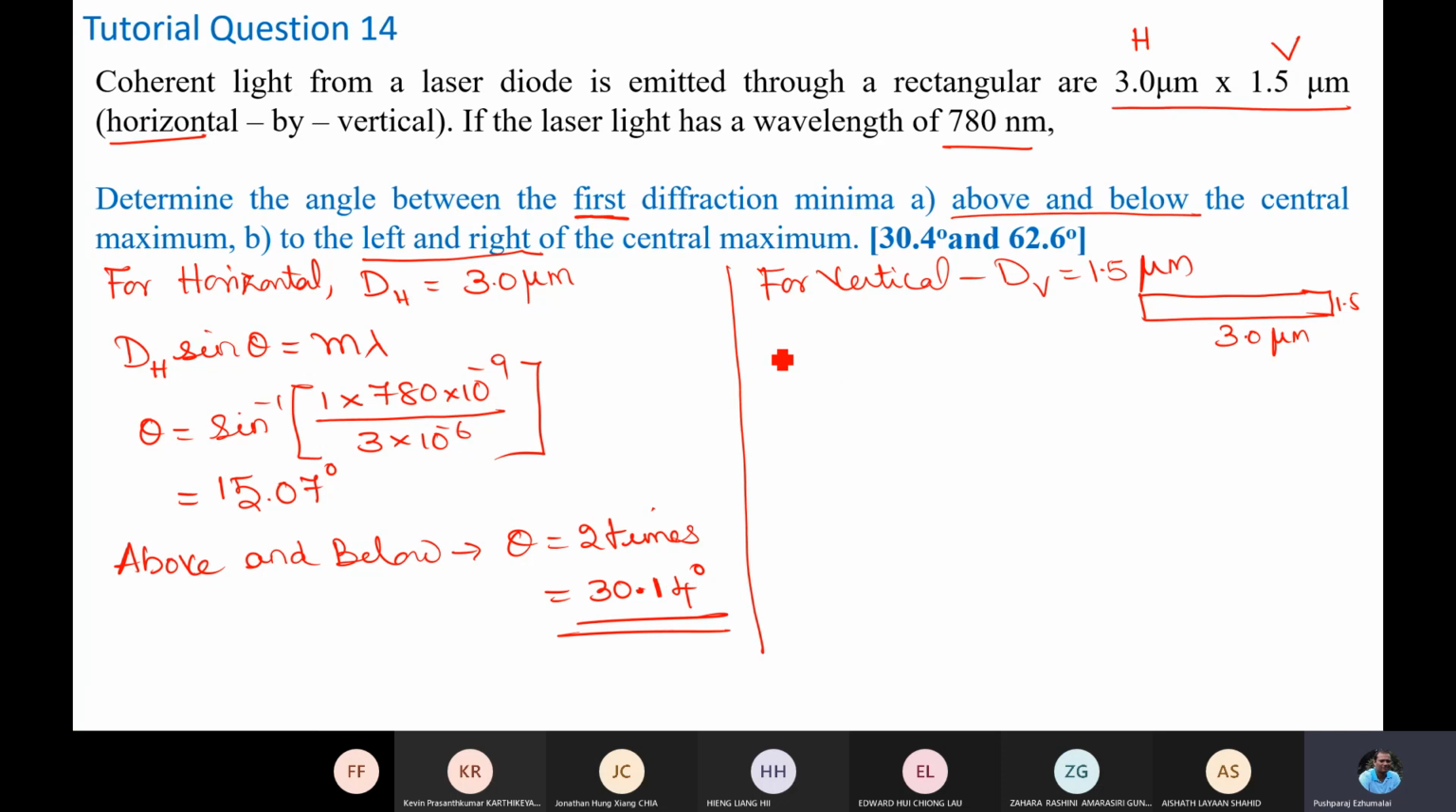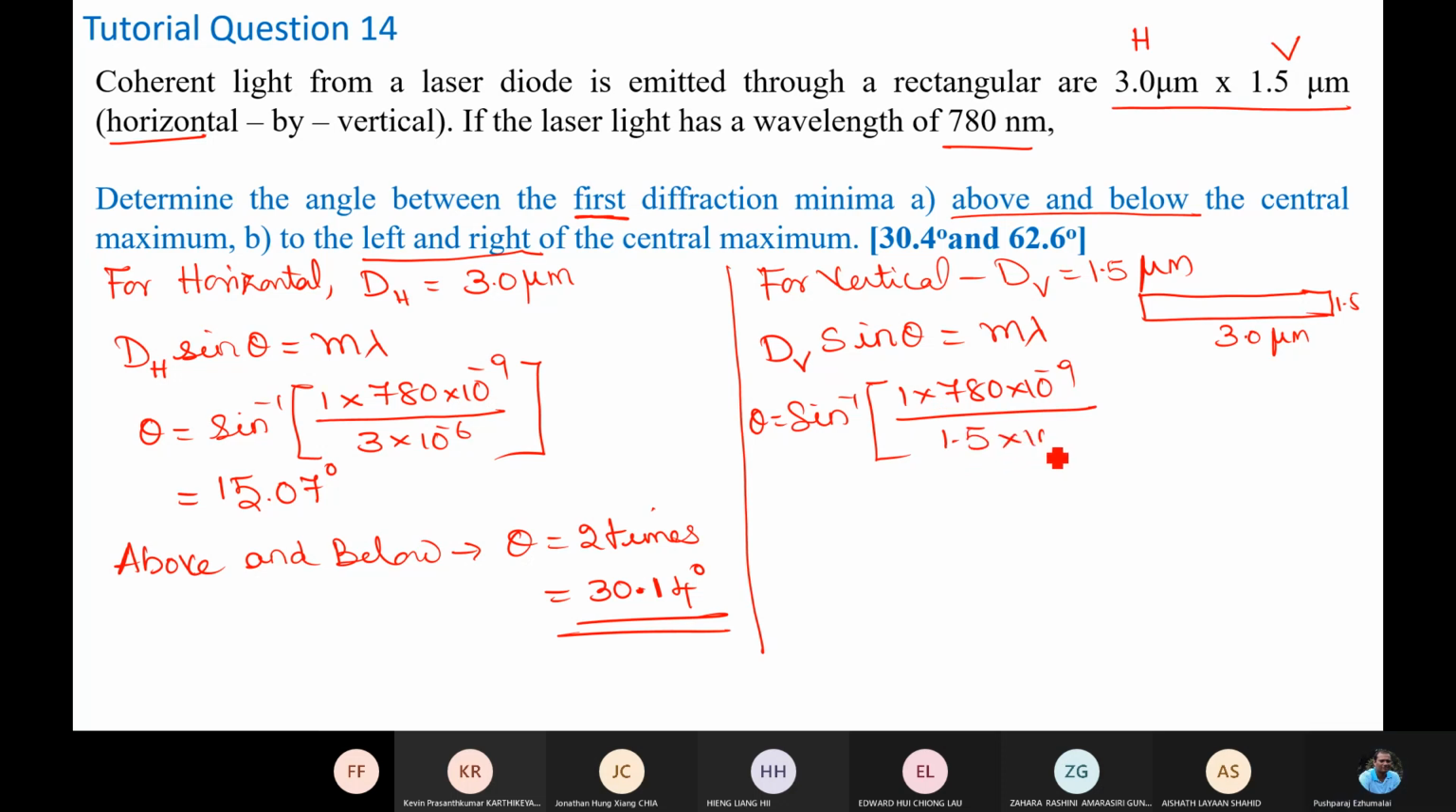So again, use the same formula. Instead of dH, we use dV. Sine theta equals m lambda by d, so theta equals sine inverse of 1 × 780 × 10^-9 divided by dV. dV is 1.5 × 10^-6. So what is that angle? And then what is 2 theta?